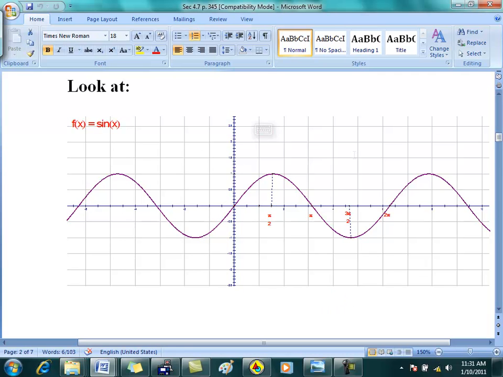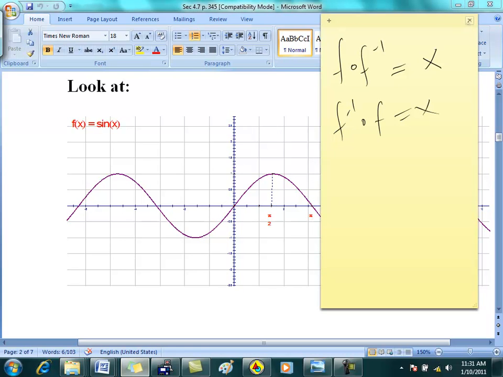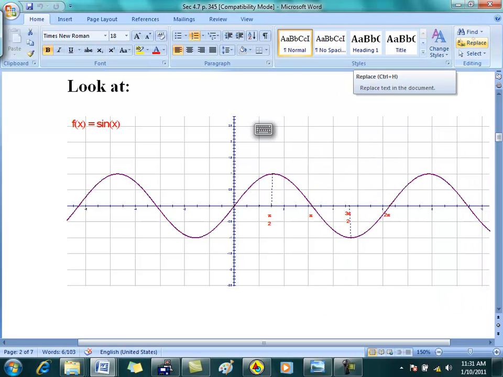Look at the sine function here. My claim to you is that there's an issue here. There's a problem. How do I get an inverse of this function? That's my claim to you.